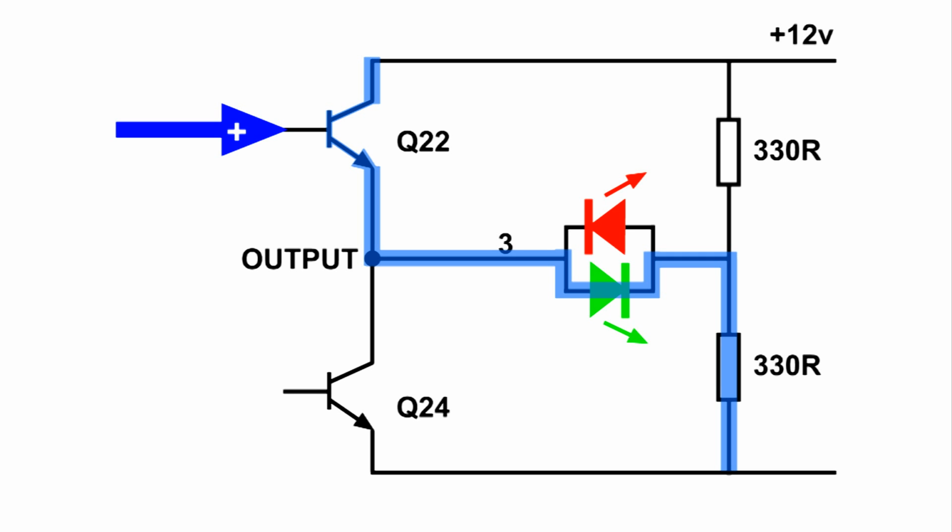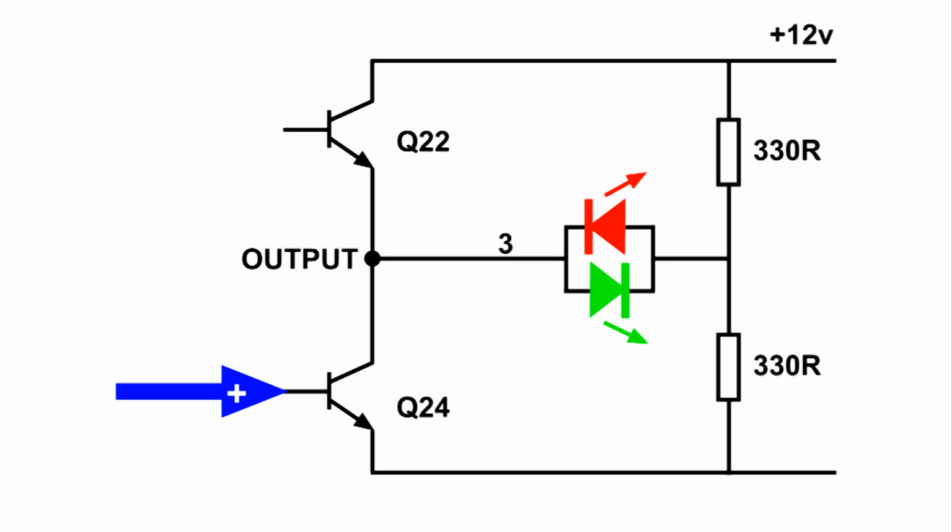Now, if we had a positive voltage on Q24 that causes it to conduct, we'll have current running through Q24 through the red diode up through the 330 ohm resistor to positive 12 volts.